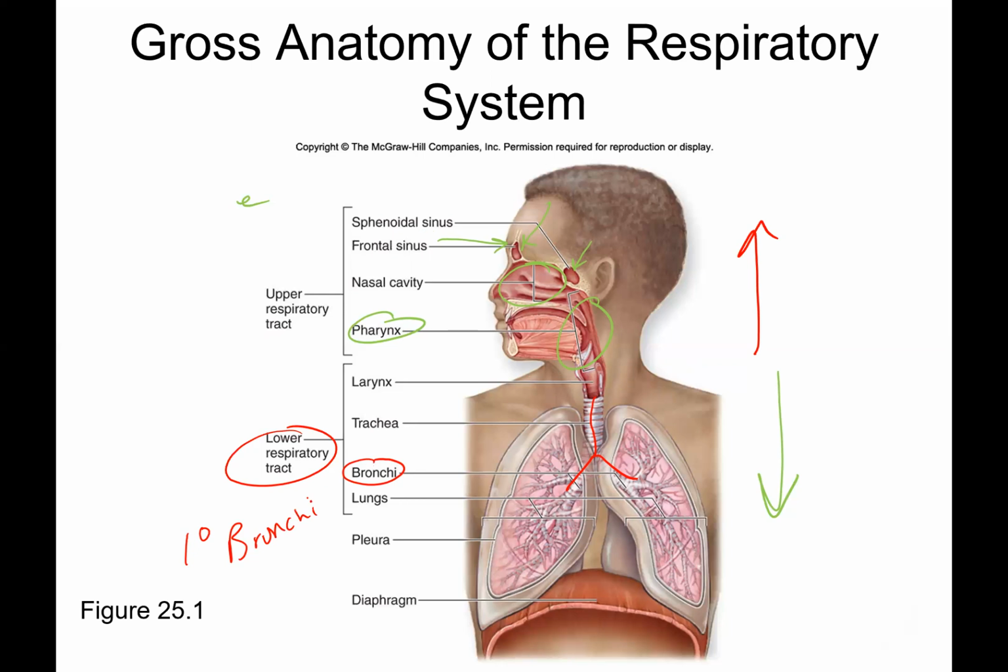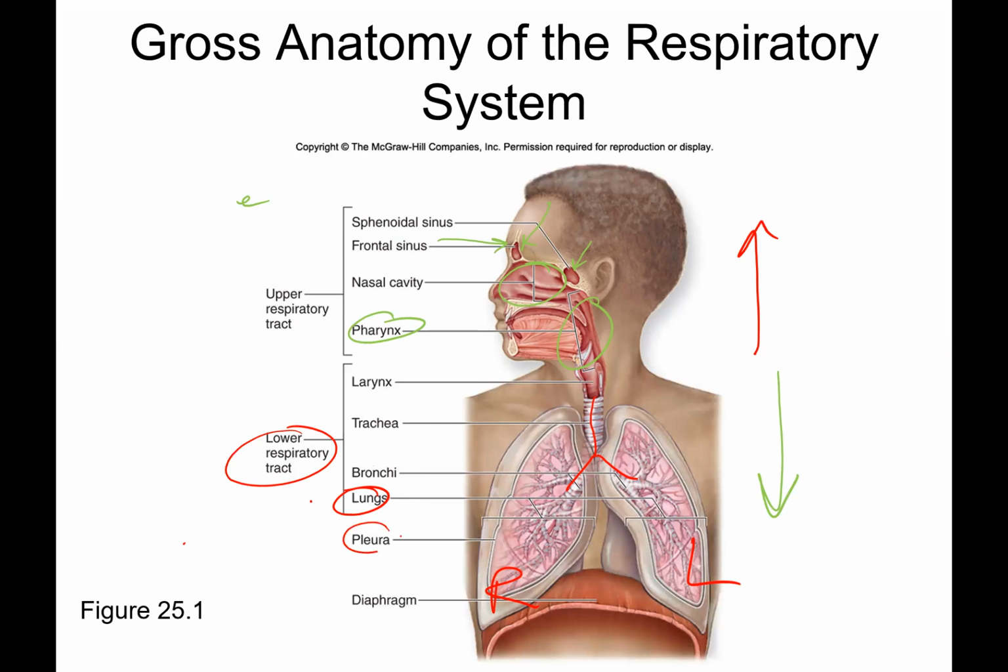And then those split into the secondary bronchi and tertiary bronchi to the terminal ends. Okay, we'll talk about that later. Then the lungs themselves, you have the right and left lung. So the right side, left side. We do have two lungs, the right and the left lung.